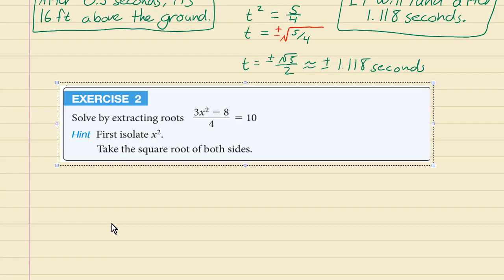Now here's an example for you to do. Extracting roots is described here, but if you want to cancel out the 4, my first hint is to multiply both sides by 4, because 4 times this fraction will cancel that all out, and you'll have 40 on the other side. So that's my extra hint. And this is due along with the video notes, as usual.